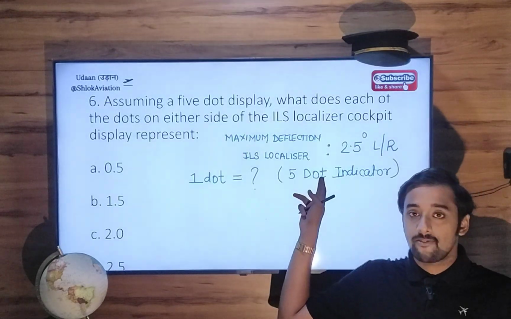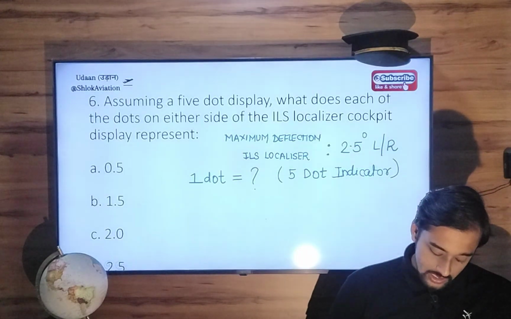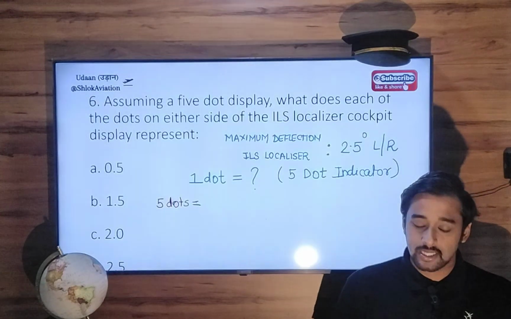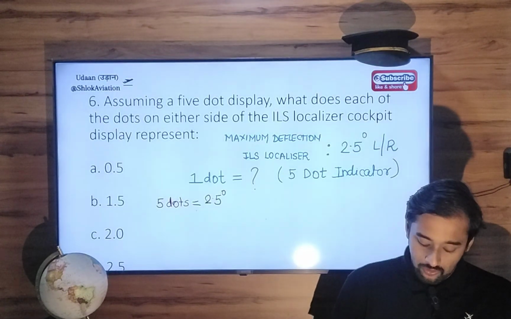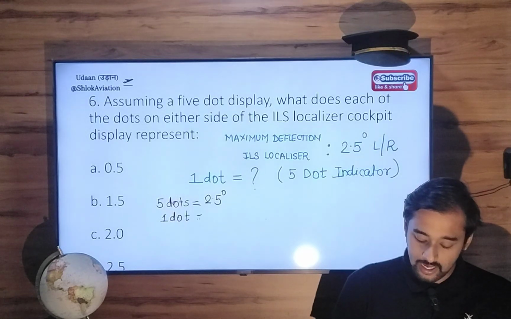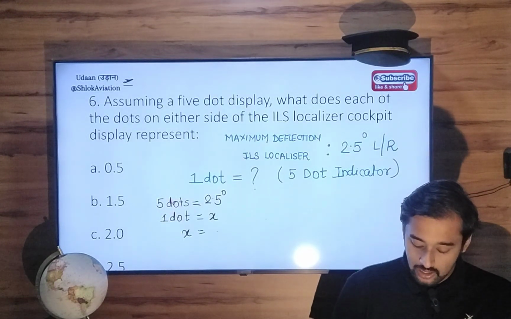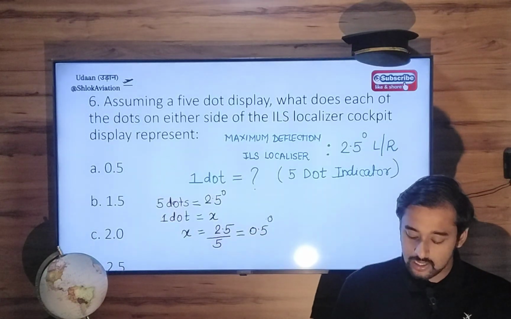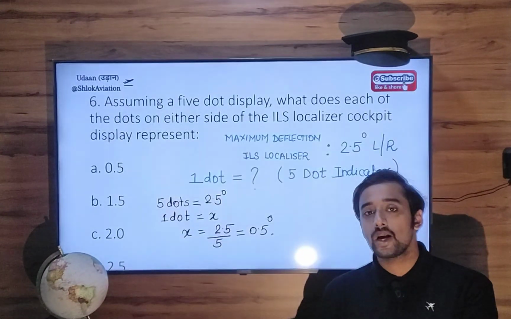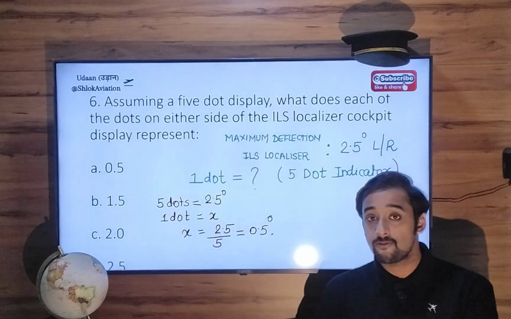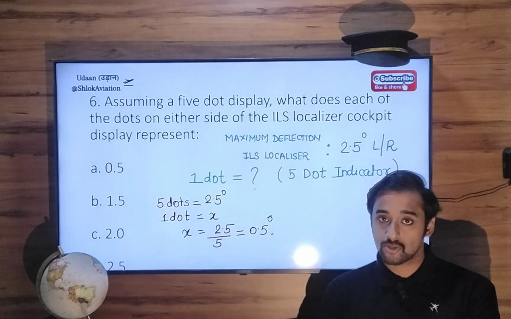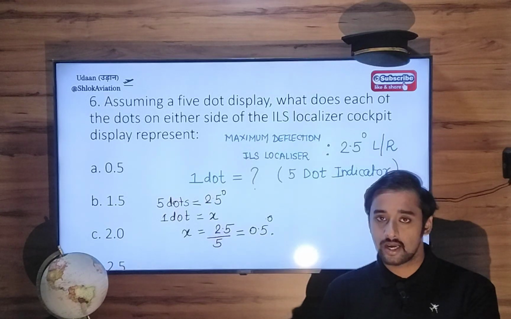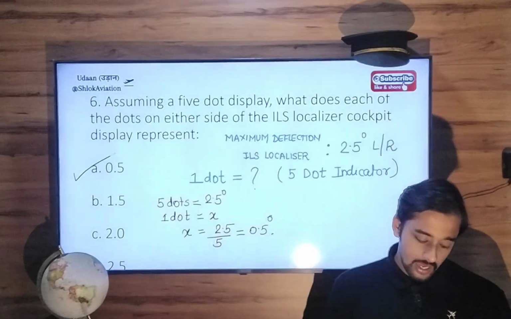And how many dots we have? 5 dots. So if 5 dots represent a maximum deflection of 2.5 degree, one dot will represent how many angular deflection? Cross multiply, 2.5 divided by 5 is 0.5. So remember this. In case of 5 dot display, 1 dot equals to angular deflection of half degree. In case of 4 dot display, 1 dot will represent angular deflection of 0.625 degree. So correct option is option A.